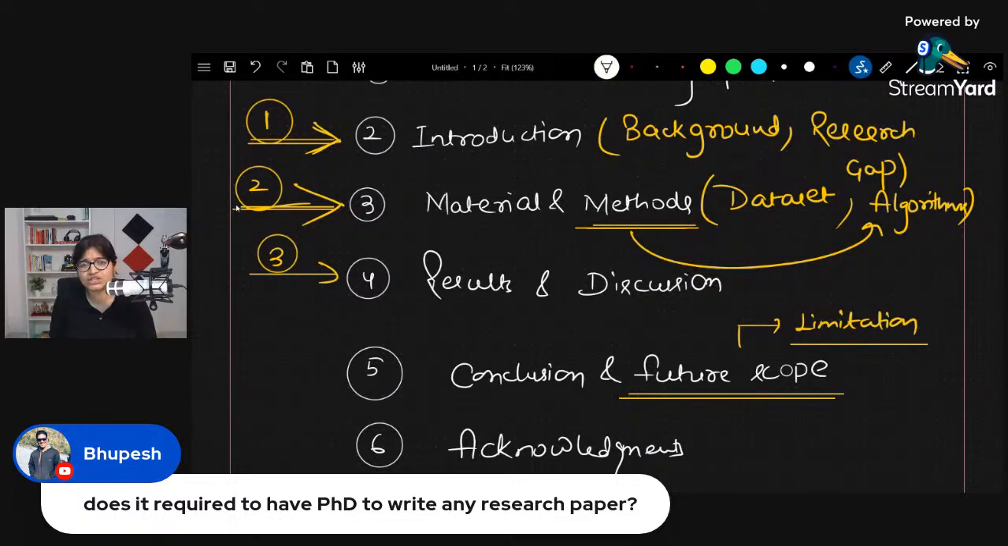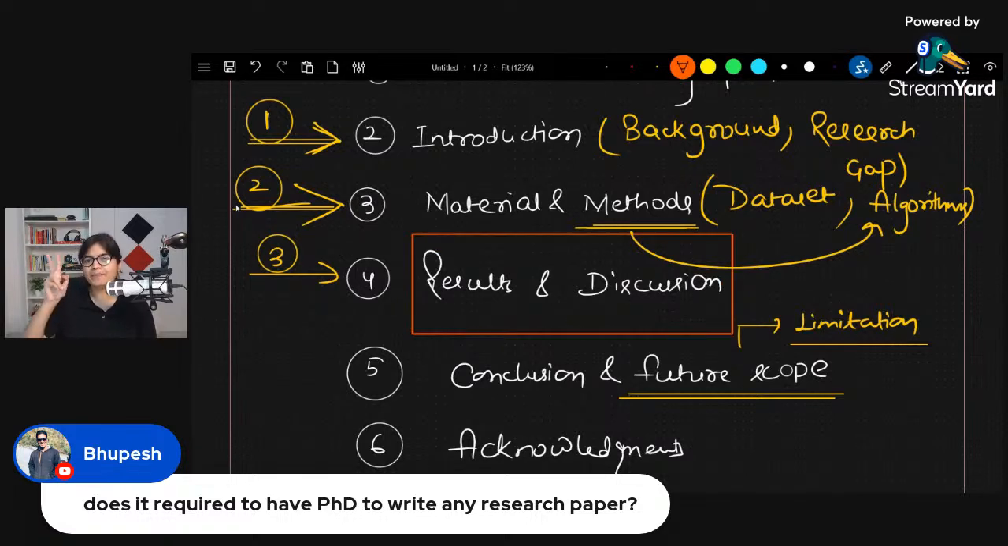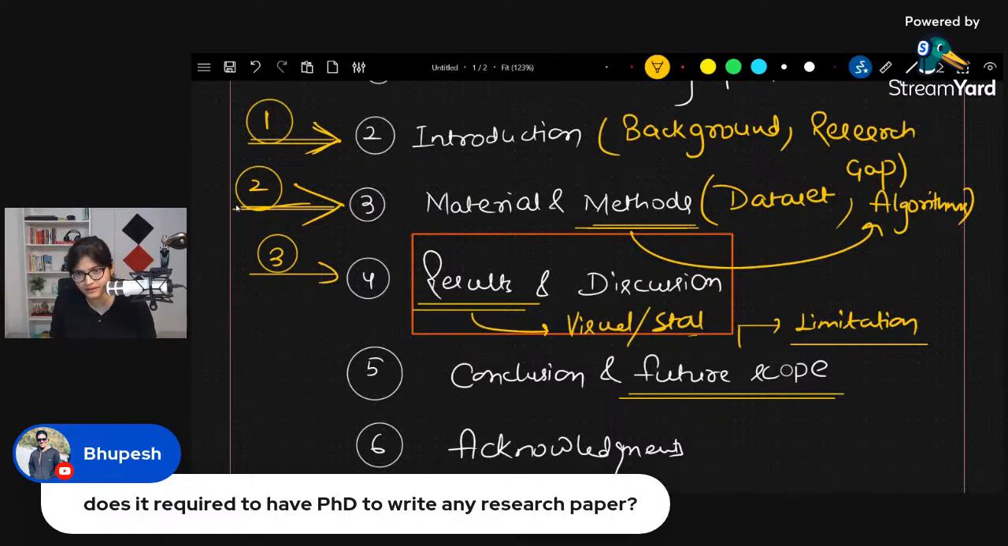Now this section is very, very important. I would say the second most important section of a complete research paper is results and discussion, where you will always try to define your results in a visual way or in a statistical way. You all know, right?